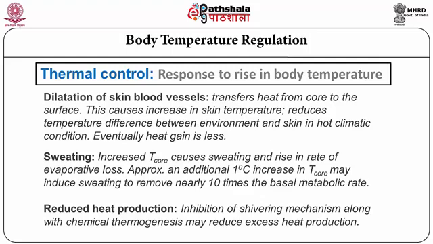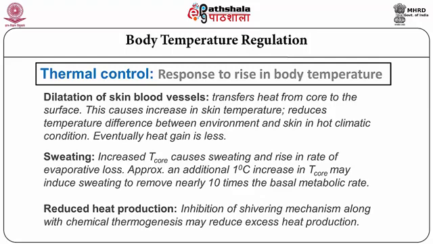Approximately one additional 1 degree increase in core temperature may induce sweating to remove nearly 10 times the basal metabolic rate. It's a very big amount that can be transferred by a 1 degree change in the core temperature. A 1 degree core temperature rise is not a normal thing, because 37 degrees centigrade becomes 38, or 38 becomes 39. So a 2 degree difference will lead to about 20% change in the total basal metabolic rate.